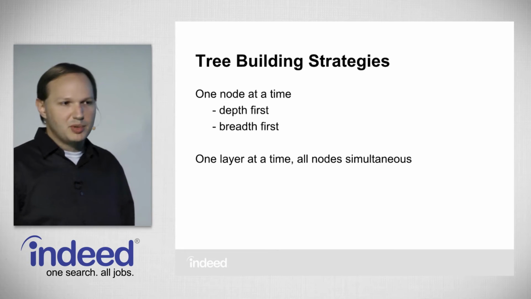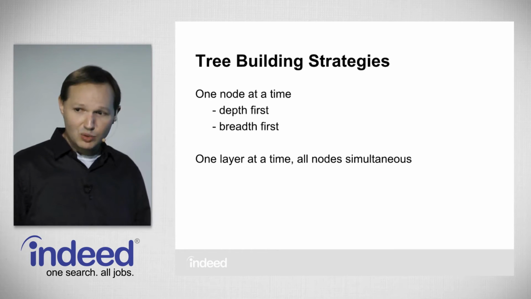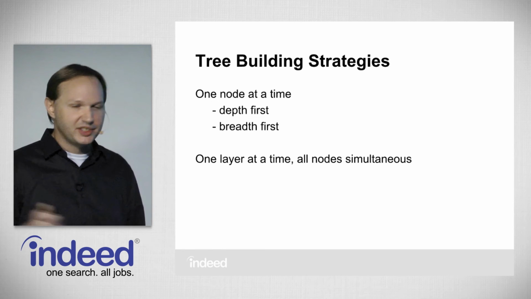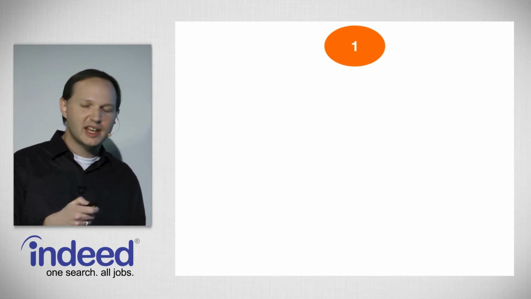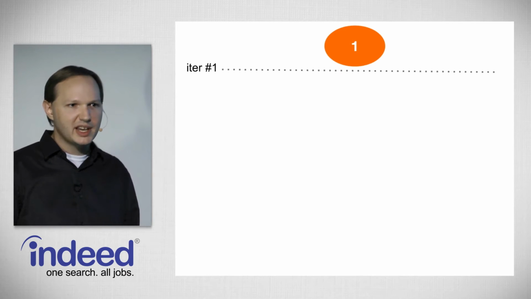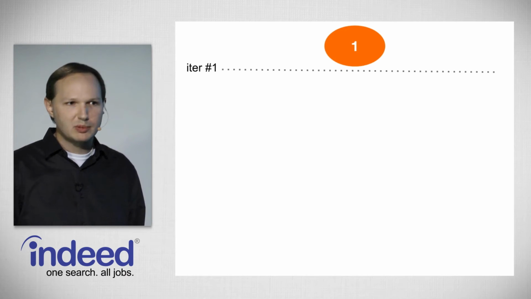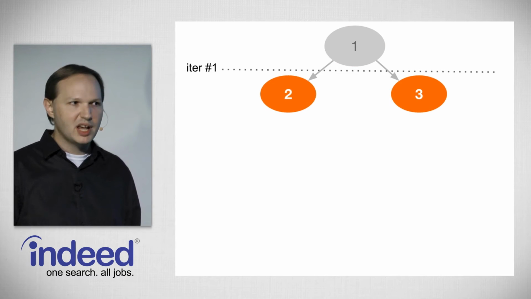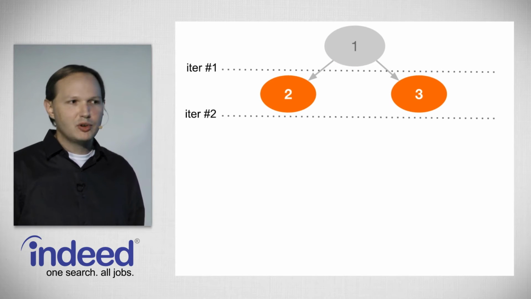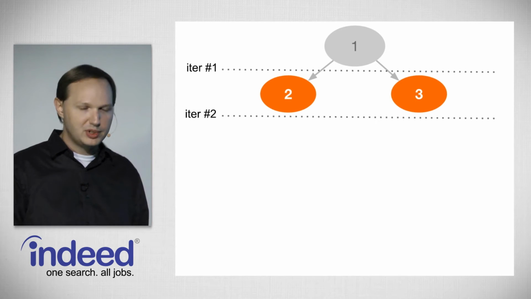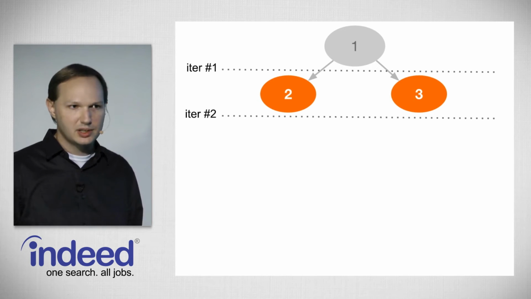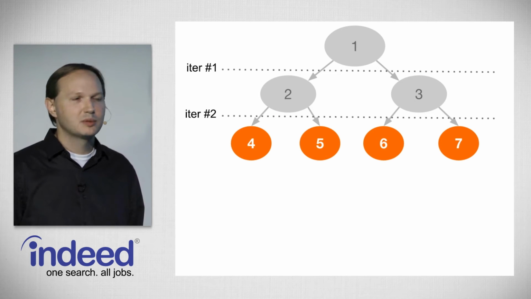There's actually another way to build trees. This is what I'm calling one layer at a time, all nodes at the same time. So we have all the data here. We're going to iterate over all the data, and we're going to evaluate every possible way of breaking this up, and then we're going to apply that. Then we're going to iterate over all the data again, and we're simultaneously going to evaluate every way of breaking up group 2 and group 3, all mixed together. And then when we're done with that, we're going to break those up.